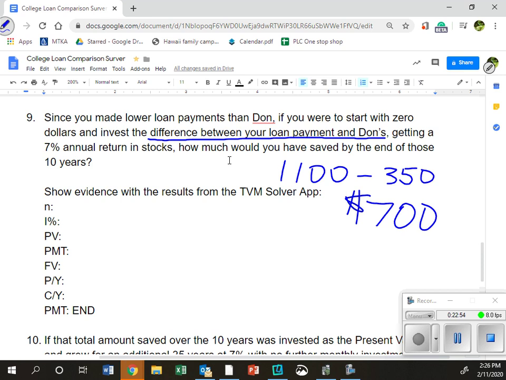10 years, 7% annual return, and that's your payment. I've got to ask this a million times. People thought that's the present value. No, that's how much you have every month, $700 every month. Because you're not making this massive loan payment, you have $700 a month that you can invest. When it's all over, $700 per month for 10 years is going to add up to a lot of money. I'm going to round it here. Let's say it's about $120,000.